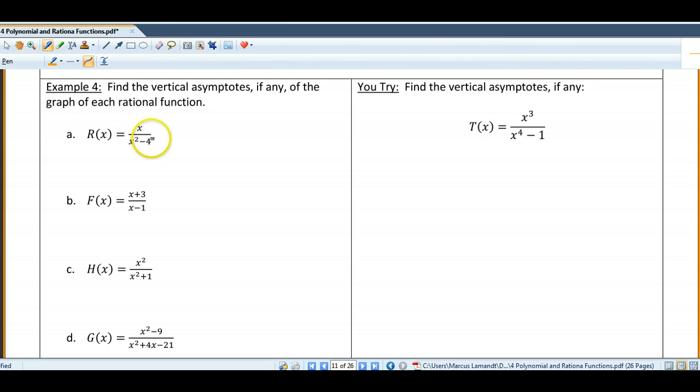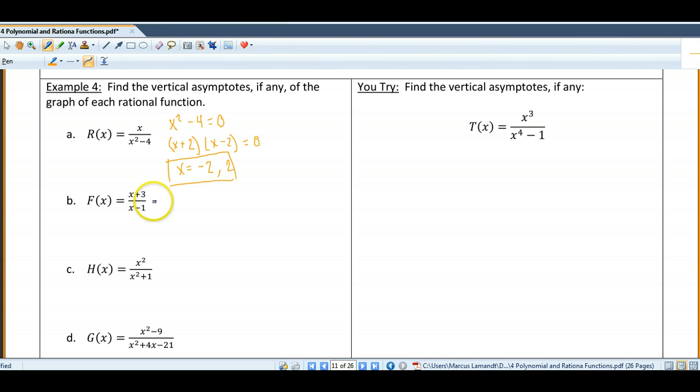So, if we were to go about looking for the domain, we would set the bottom equal to 0. And then we would factor this, we'd get x plus 2, x minus 2, x equals negative 2, x equals positive 2. Okay? These are the vertical asymptotes. Voila, you're done.